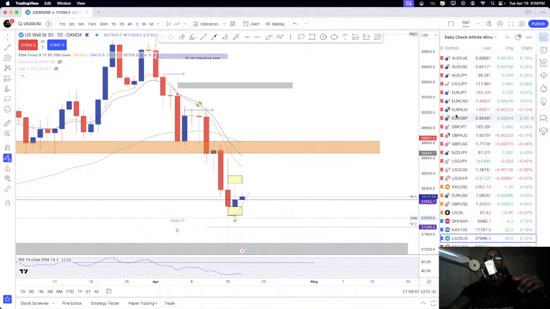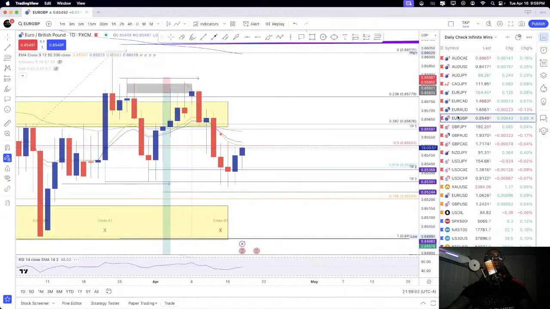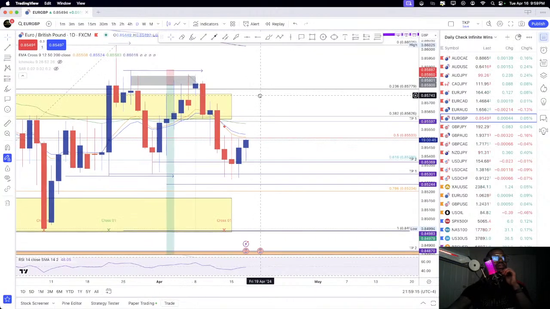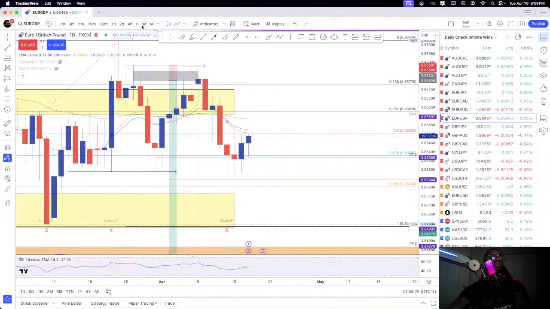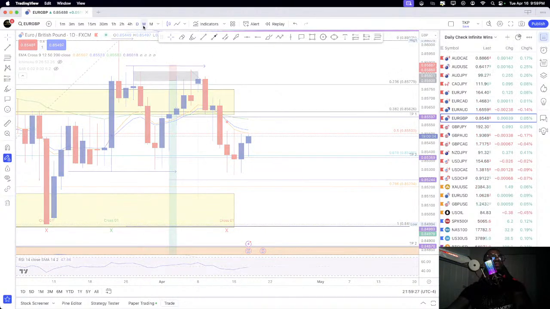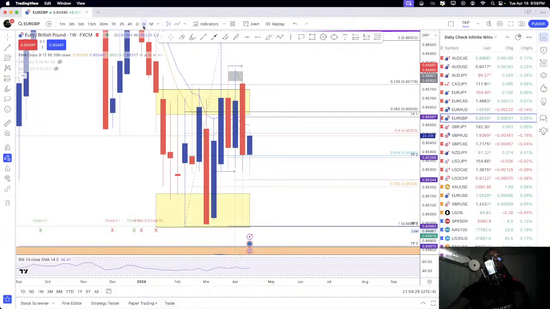Okay. So euro pound. Oh man, euro pound. Euro pound moves so slow, but it really pays. We actually been in this sale forever. TP 1 and 2 hit. Let's see what's going on the weekly.